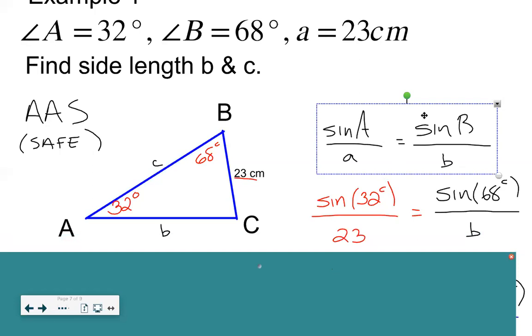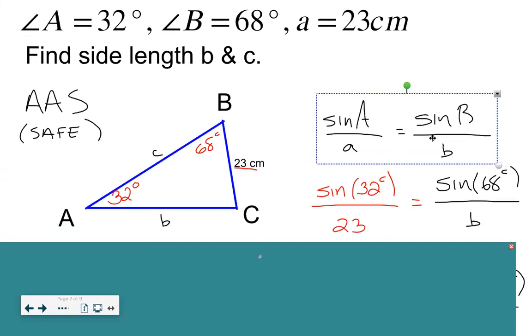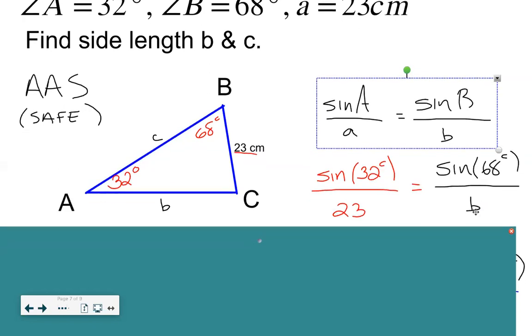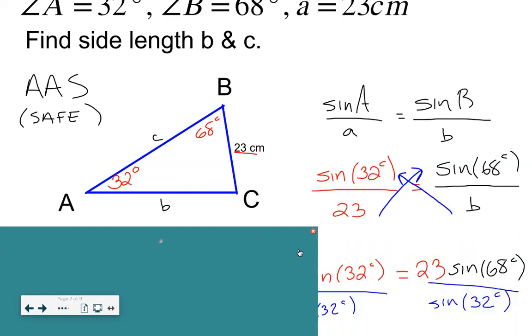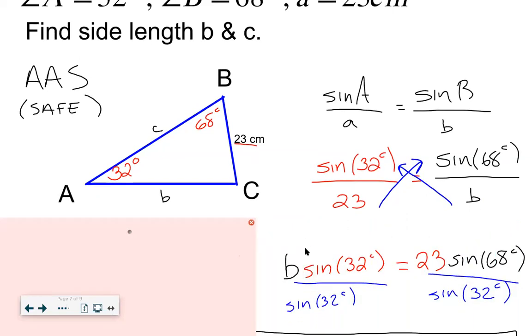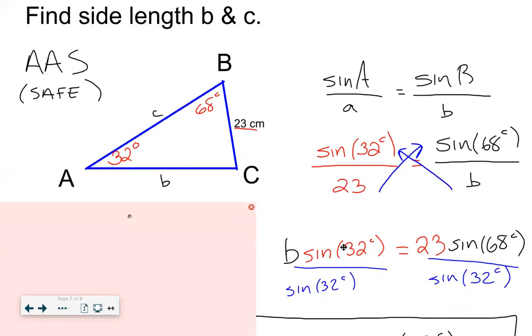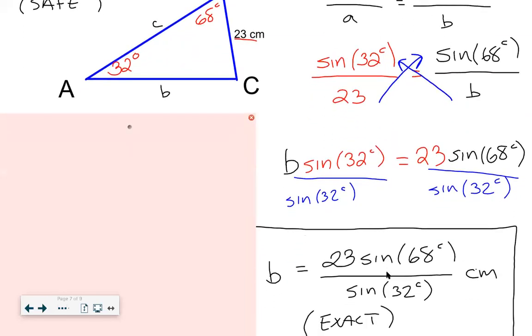So we're going to populate our law of sines proportion here. At this point, the recommendation is to solve for b, and in order to do so, we should cross multiply and then isolate side length b once we finish cross multiplying. After I cross multiply, I have b times the sine of 32 equals 23 times the sine of 68 degrees. We're going to divide both sides by sine 32 to isolate b. This is your exact side length for side length b here in centimeters.